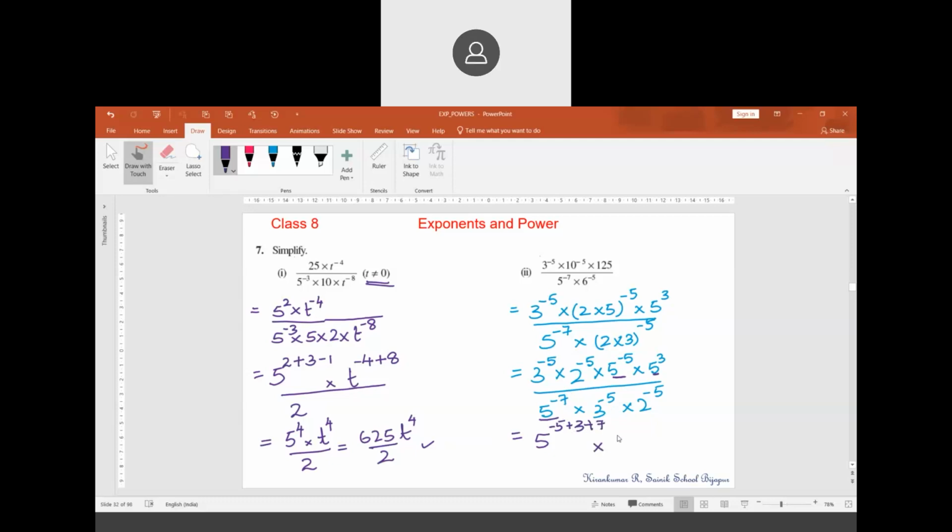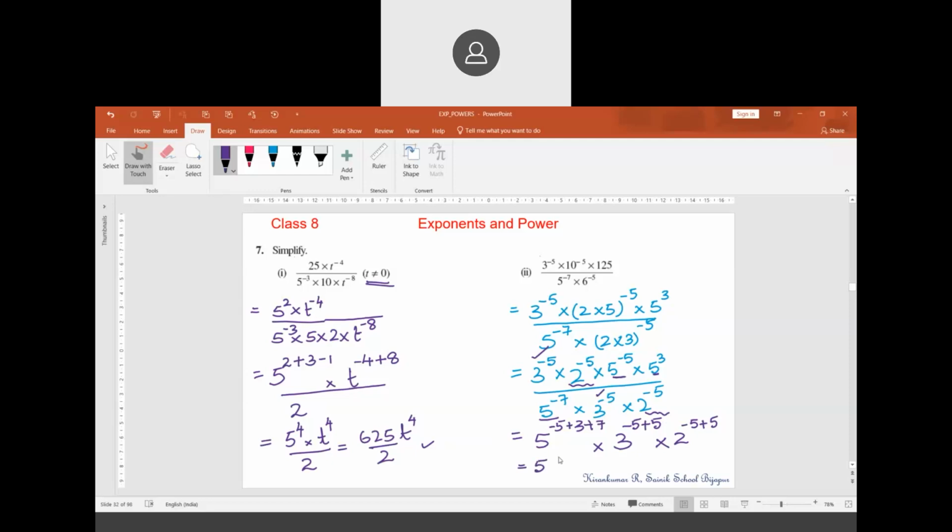Now I'll consider 3 to the power. There are two numbers, one is minus 5 and the other is plus 5. Minus 5 plus 5 is 0, so 3 to the power 0 is equal to 1. Similarly for 2 to the power minus 5 plus 5, this becomes 2 to the power 0. Both will be 1.